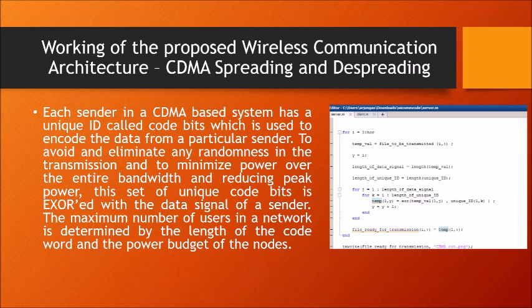The maximum number of users in a network is determined by the length of the code word and the power budget of the nodes. Here I have attached the code which handles the server part of the XORing of data and unique ID. Here it is visible that the data, which is represented by temp val, is XORed with the unique ID, and the resultant is stored in the temp variable, which is then appended to file ready for transmission and eventually written to the PNG file that is generated as the spreaded output.